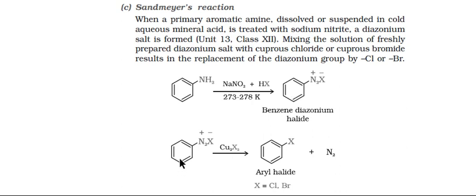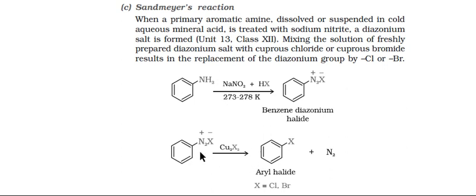Now, if the benzene diazonium halide is allowed to react with cuprous halide, Cu2X2, cuprous means copper has a power of +1, the oxidation number of copper is +1. The halogen would be chlorine or bromine, so cuprous chloride or cuprous bromide. Then this diazonium group gets substituted by the halogen, and we have aryl halide. If the halogen is chlorine, then chlorobenzene. If bromine, then bromobenzene. The reaction is known as the Sandmeyer reaction.